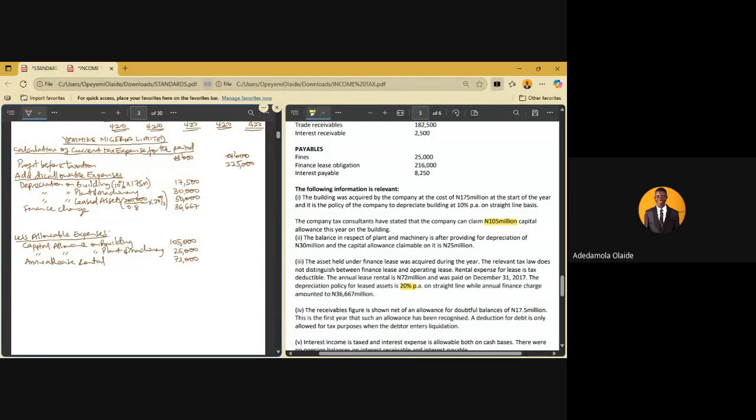It shows. Huh? It's still confusing me. Why do you have to divide by 0.8? Baba, are you not listening to me? The 200,000 they gave you. I'm not understanding. Go on, sir. The 200,000 they gave you in the statement of financial position, is it not the carrying amount? And how do you get carrying amount?